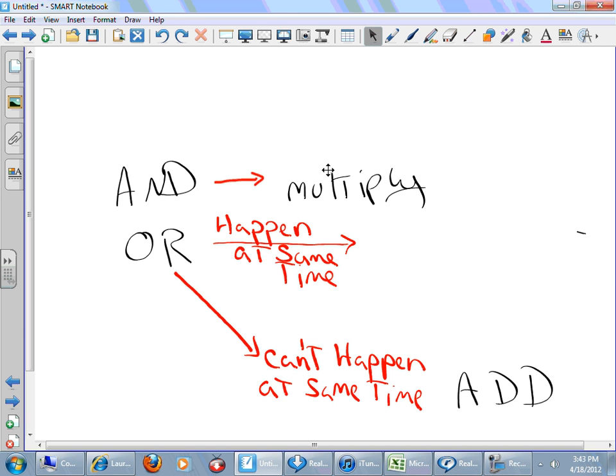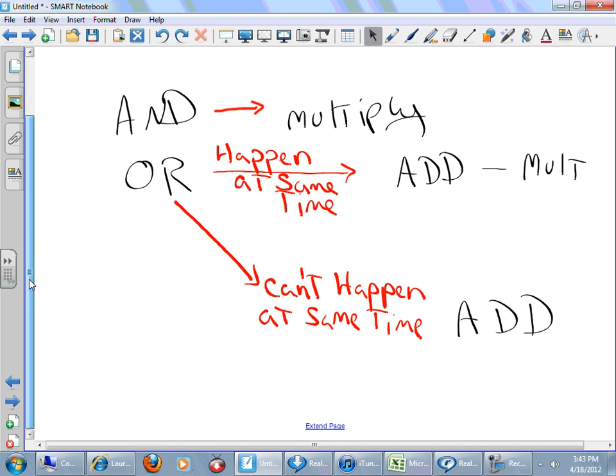Now, if they can happen at the same time, that's the one that's a little more complex. That's where you're only going to have one draw, but you have to add the two probabilities together, and then subtract the overlap. Okay, so that's just a quick review. That should seem very familiar to you, but in case it's not, we will do some practice problems here.